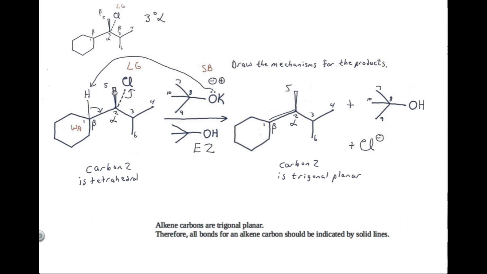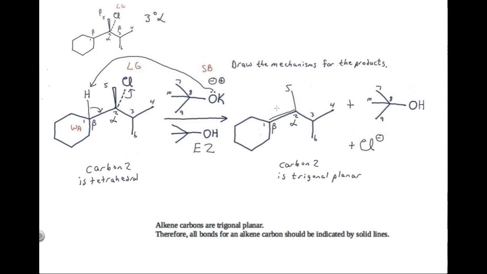Remember that a wedge indicates an atom that's in front of the page, and a dash indicates an atom that's behind the page. A solid line indicates atoms that are in the plane of the page. Well, in this picture, carbon 5 is in front of the page, but when carbon 2 changes to be trigonal planar, carbon 5 should change to be in the plane of the page, and so it should change to a solid line.